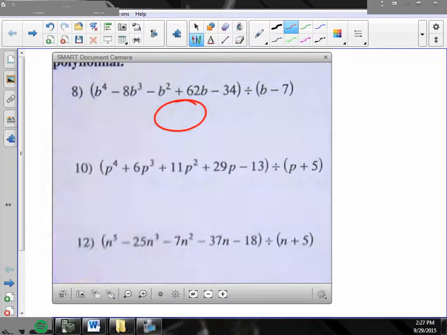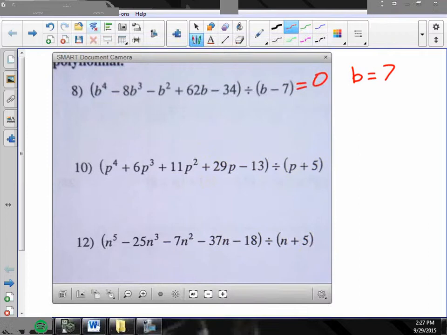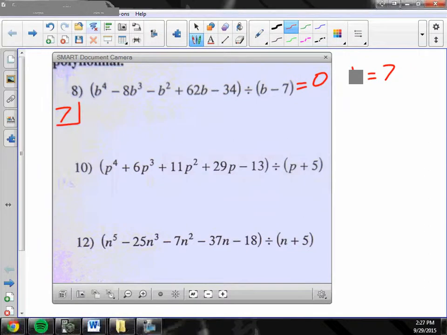Instead of dealing with the factor, we deal with the root. So we set this equal to 0, and we get b equals 7. Okay? So for synthetic division, we write the number 7, and we put it off in its own little box. Next to that box, we list all of the coefficients of the polynomial that's in the numerator. So the coefficients are 1 from here, -8, -1, 62, and -34.